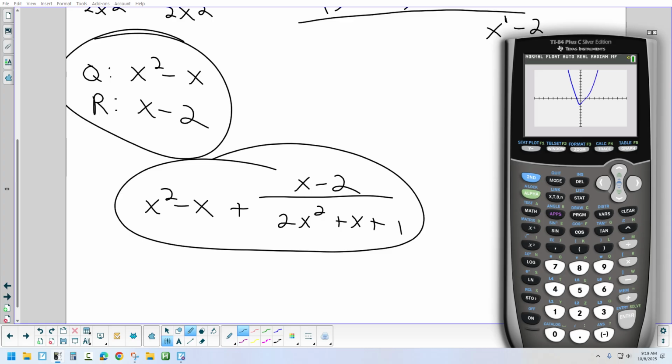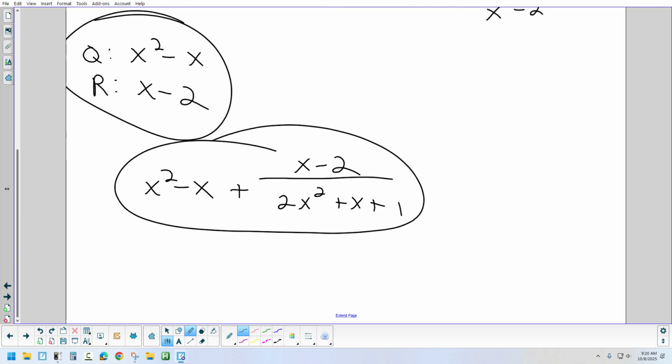Okay, so there's the original problem they gave me, and here's the answer that I got. They look exactly the same. So that doesn't prove anything, but it highly suggests that I did the problem the right way. Any questions on writing it that way? Okay.